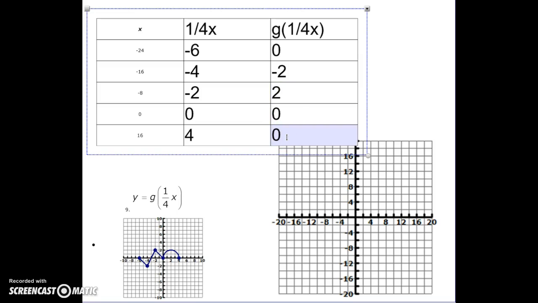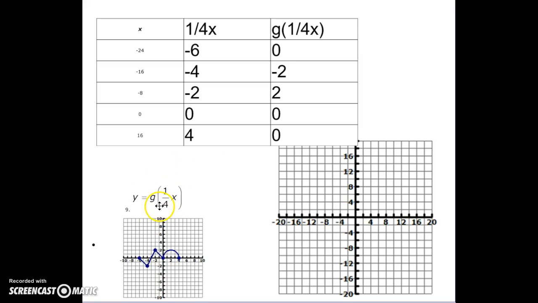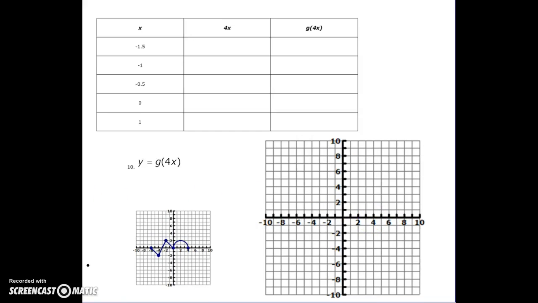My x's changed, my y's didn't. And so when I have a coefficient, what ends up happening, if it's a fraction coefficient, negative 16, negative 2. Here we go. So it stretches it out. You won't be able to put this dot on your graph, which is fine, or you can scoot it out like that. But a fraction coefficient stretches it horizontally. Okay? Moving on to number 10.